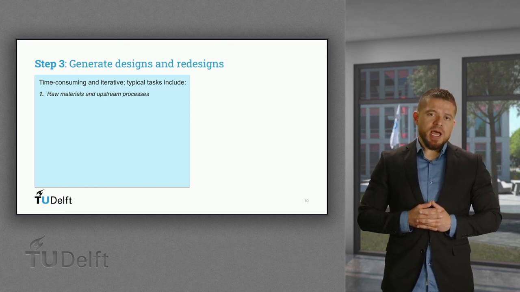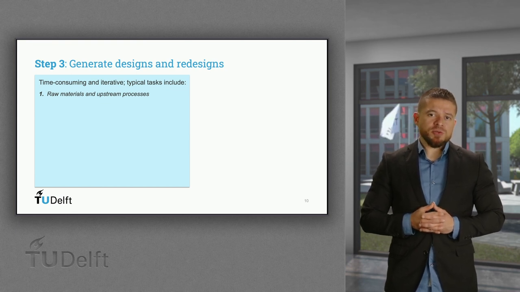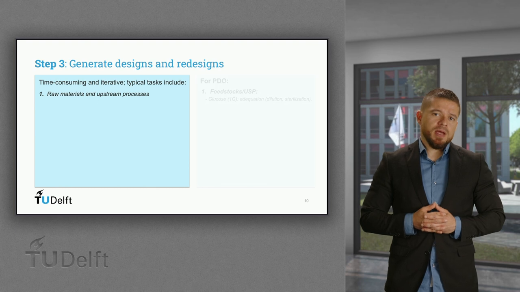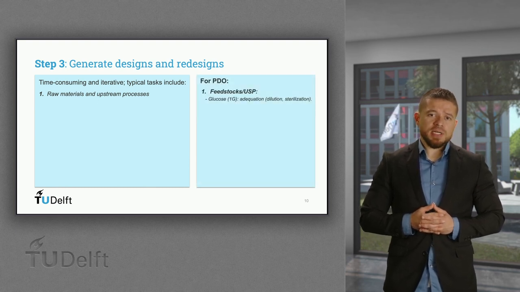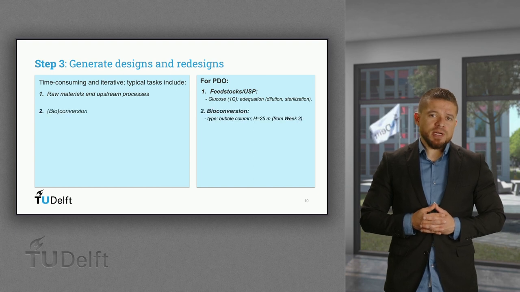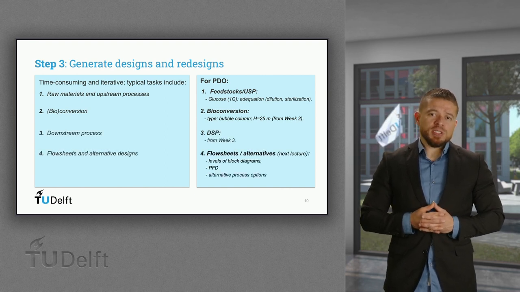Let's see how this is for our case study. During the previous weeks, most of the process-related decisions were made. The feedstock is glucose, and therefore limited adequation is needed. The bioreactor is a bubble column with a height of 25 meters, and the downstream process was sufficiently described in week 3. And flow sheets at the different levels will be covered in the next lecture.